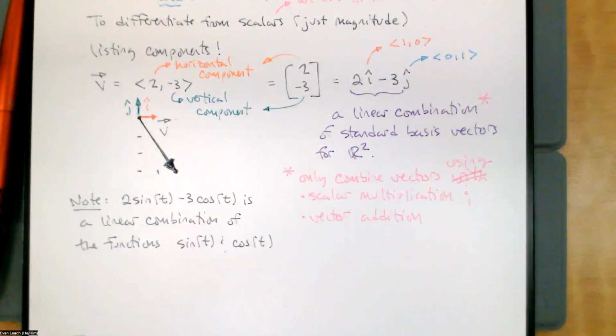If I had 2 sine t minus 3 cosine squared t, that's not a linear combination of sine and cosine, because I use function multiplication to get cosine squared. So linear combination is a more general term, but we first learn about it when dealing with vectors.